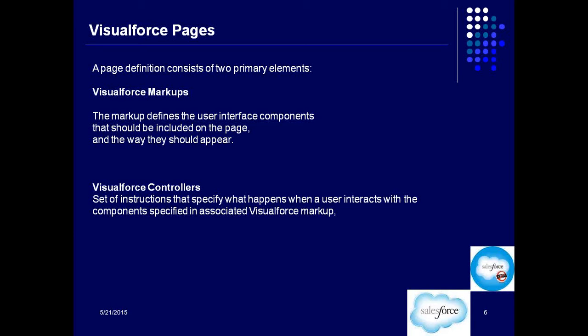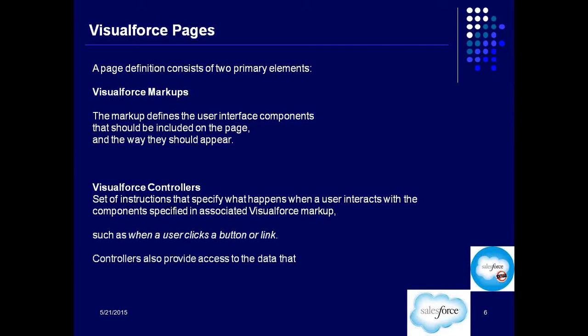So a Visualforce controller controls what data will be displayed, how many records will be displayed, what happens when you click on a button, what happens when you load the page, what happens when you refresh the page. So that sort of stuff is controlled by the Visualforce controller. All right. Such as what happens when a user clicks on a button or link. That sort of stuff is controlled using our Visualforce controllers. Okay. Controllers also provide access to the data that should be displayed in a page.